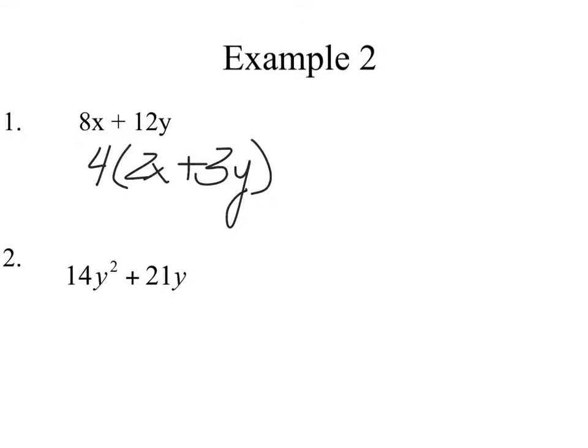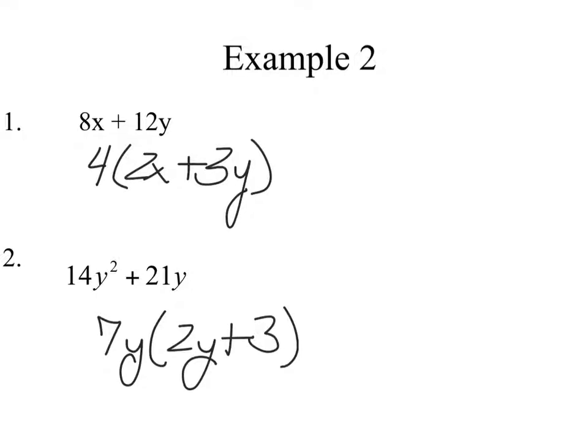And the second problem, we have a 14 and a 21. The largest number I can divide both of them by is 7. There is 1 y in common. That leaves me with 2y plus 3 left over.